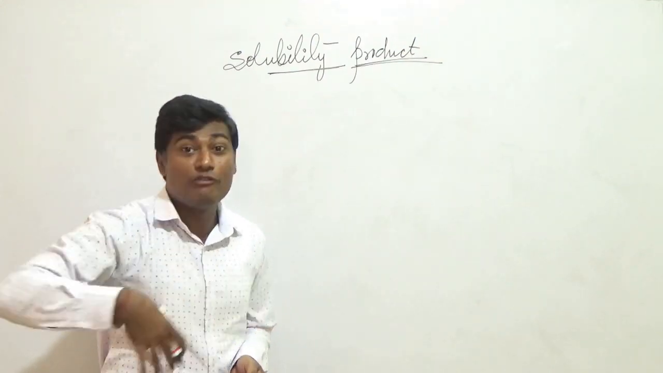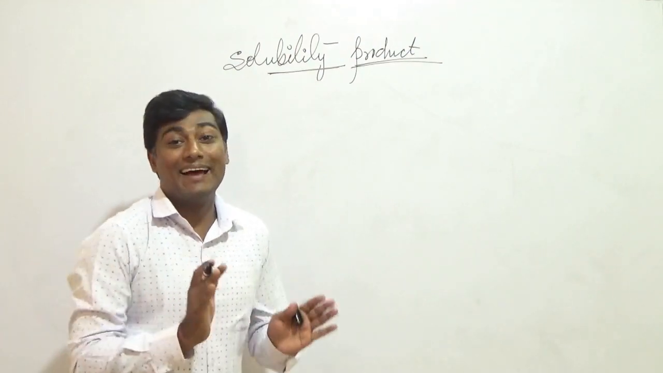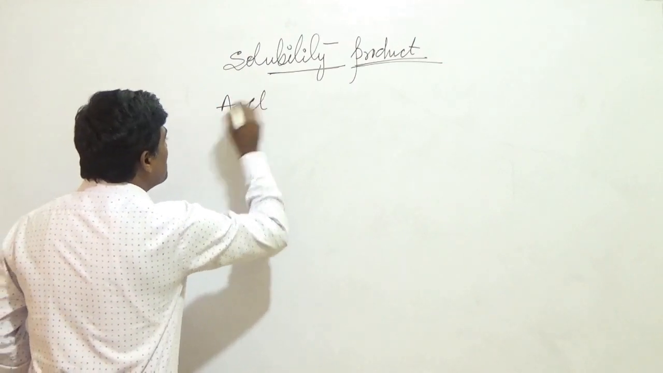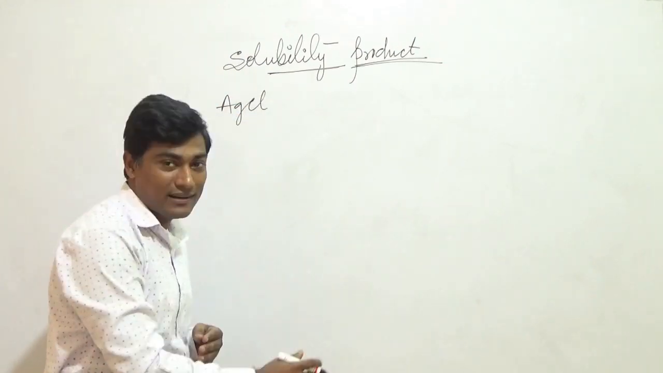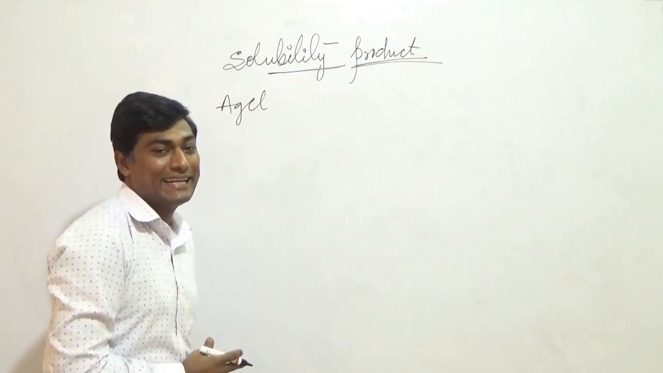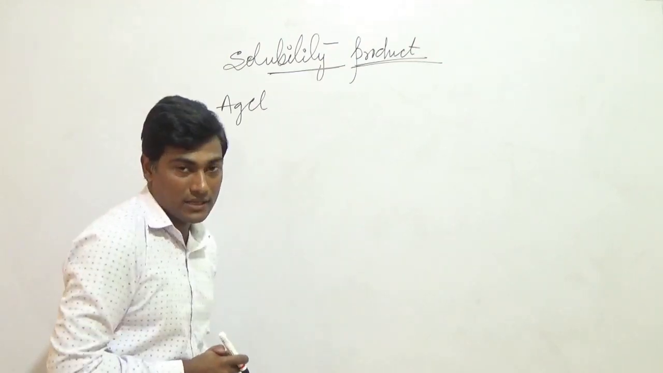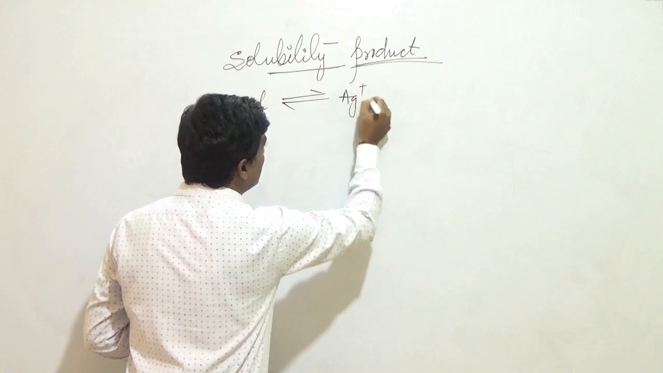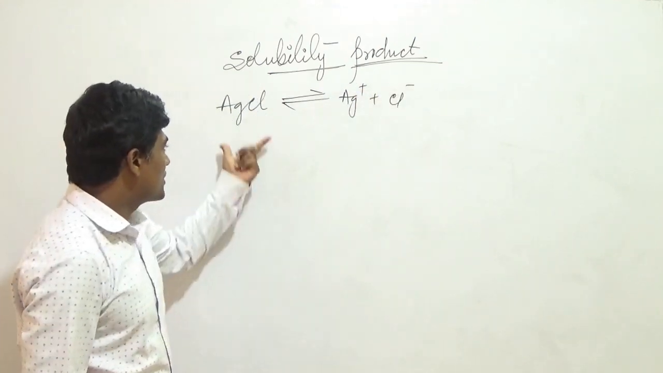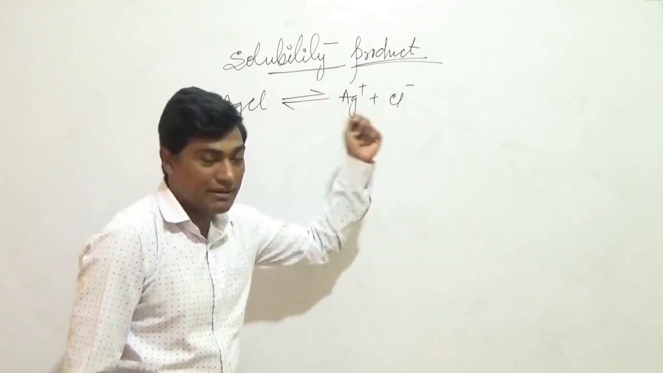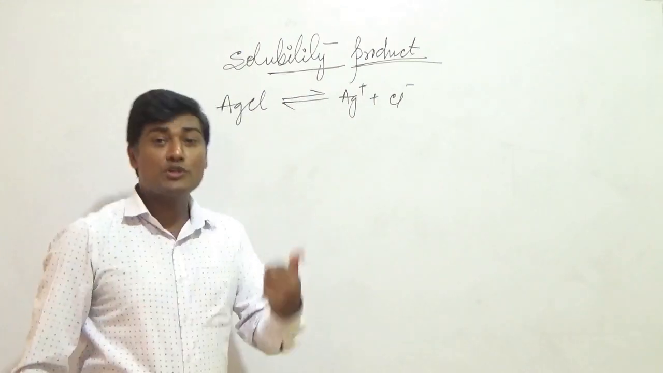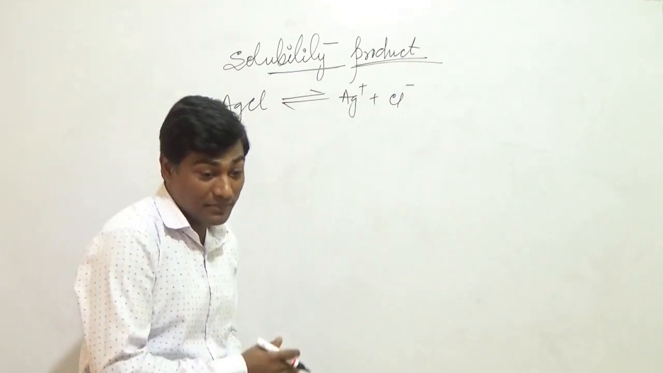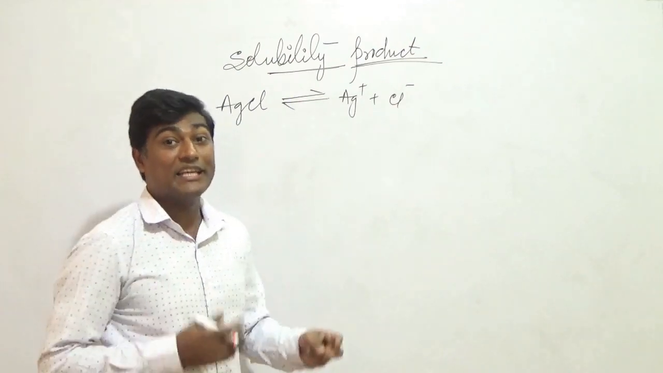Consider the dissolution of a sparingly soluble salt like silver chloride. Why we are taking a sparingly soluble salt will be clear a little later. So for our simplicity, let us take a sparingly soluble salt, silver chloride. As you know, silver chloride dissociates into Ag plus and Cl minus ions, and the dissolution process is a reversible process, right?